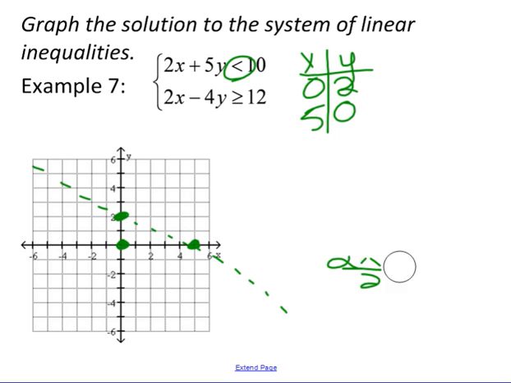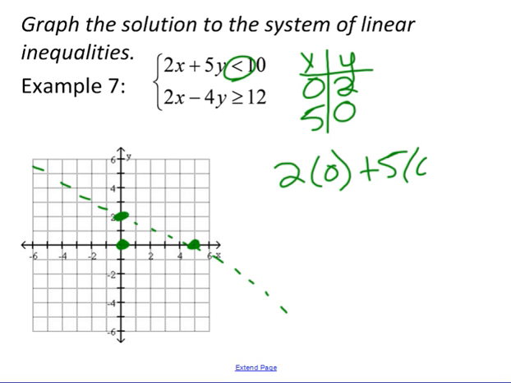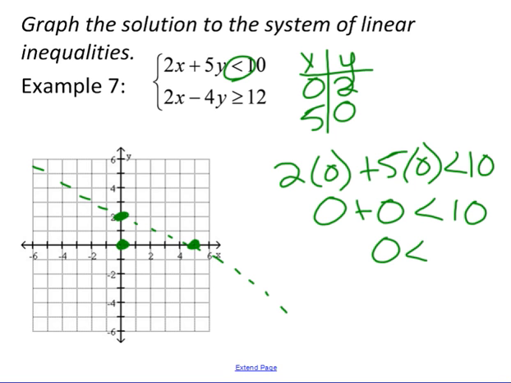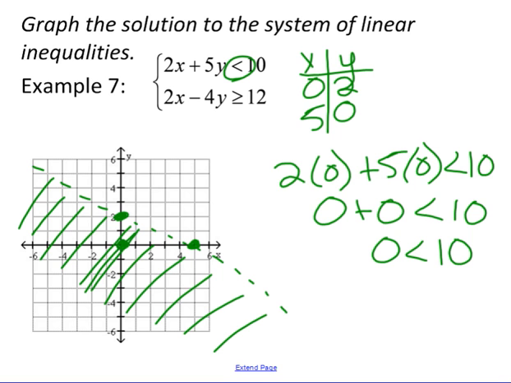So now I have to check for the shading. So now I'm going to plug in 0 for x, and I'm going to plug in 0 for y, and I'm going to leave this as an inequality. Okay, so when you do the test point, you have to leave it as an inequality. 2 times 0 is 0. 0 plus 0. The question is, is 0 smaller than 10? It is, so I'm going to shade covering my test point. So that's one of my inequalities.